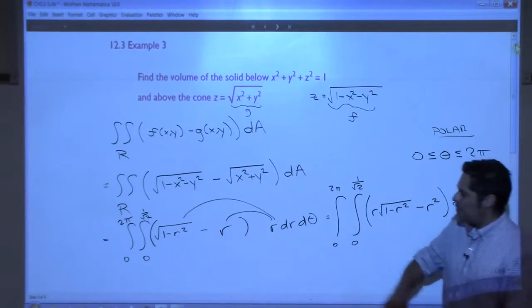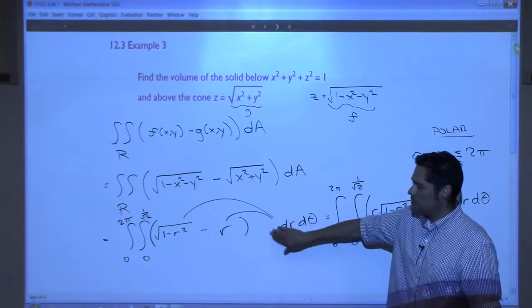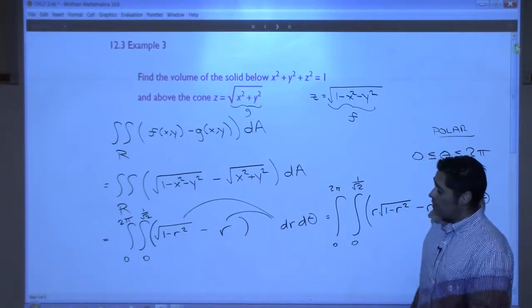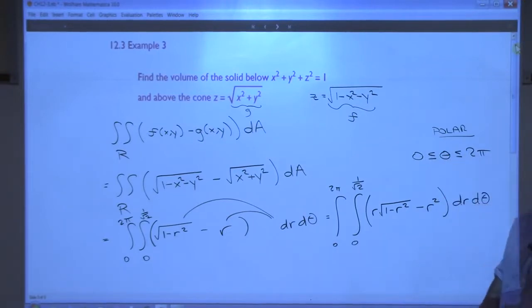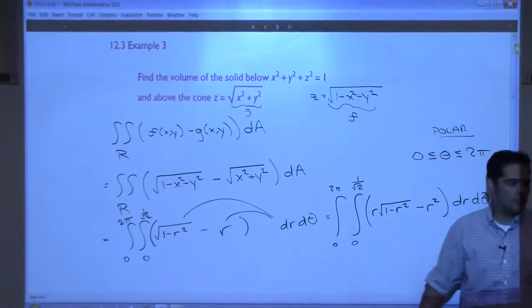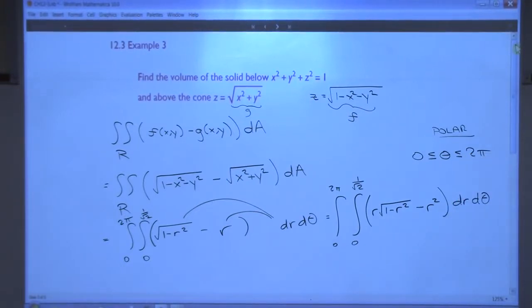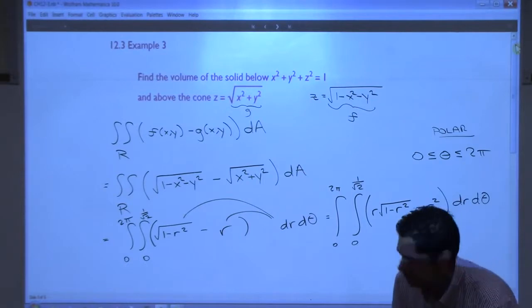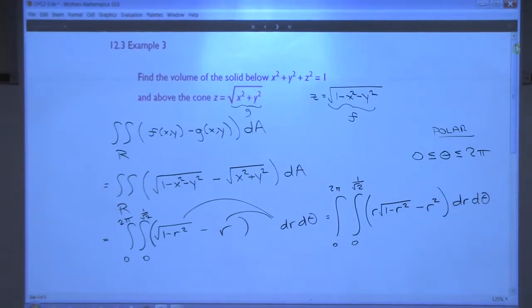So if you forget that r, not only would you be wrong, but the integration would change quite a bit, wouldn't it? 1 minus r squared, root 1 minus r squared, you would do that with a trig sub instead of a basic u sub. And so you'd be doing a lot of work for nothing. So dot, dot, dot.